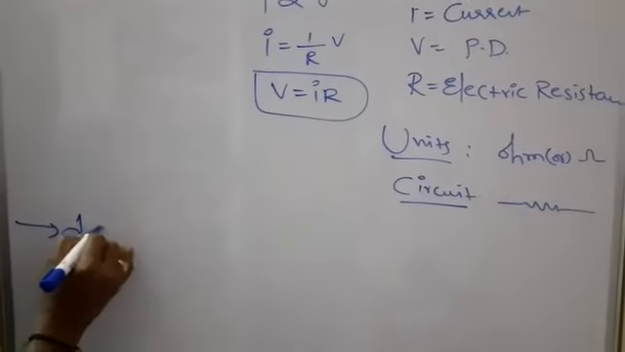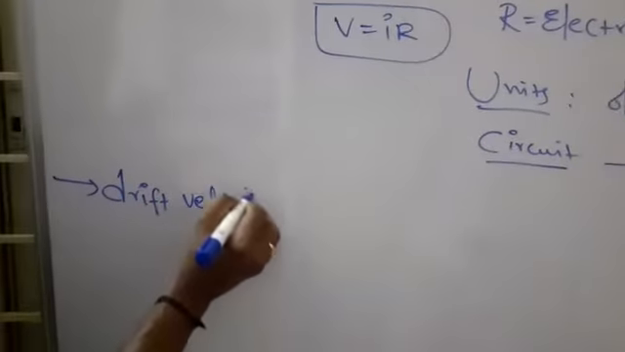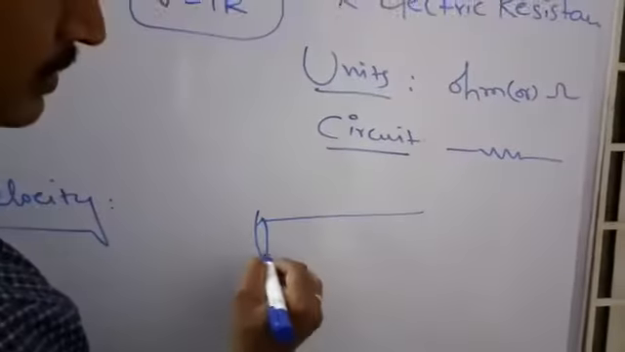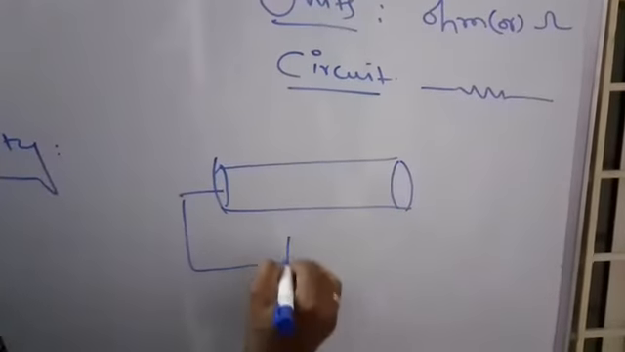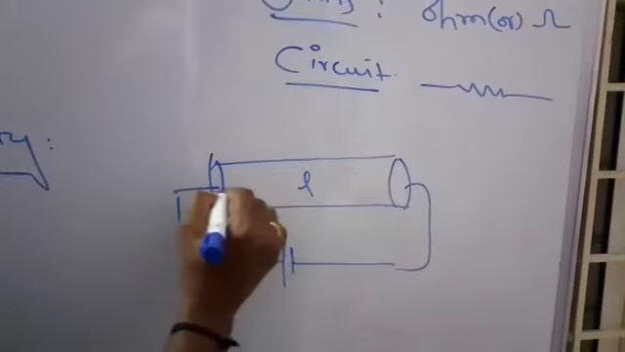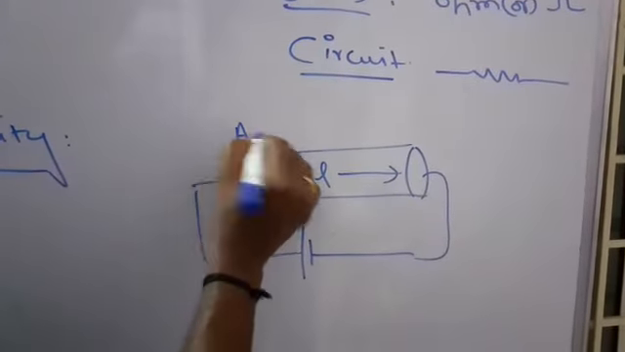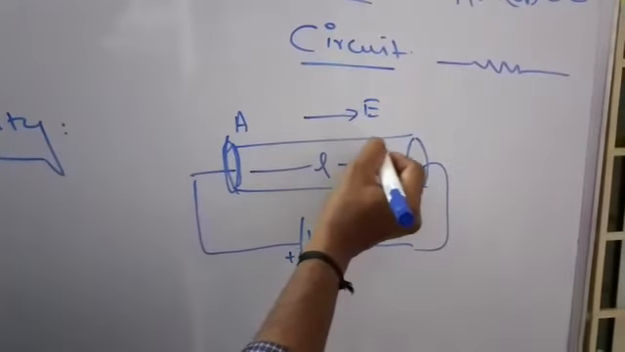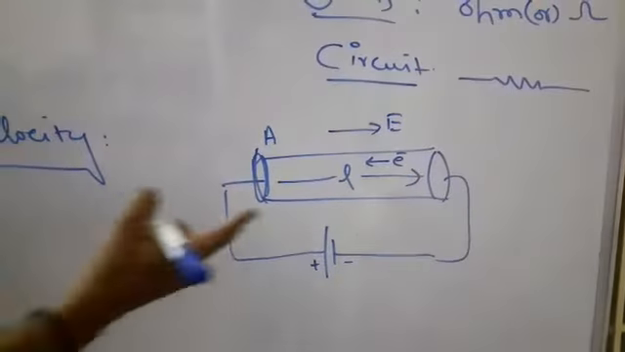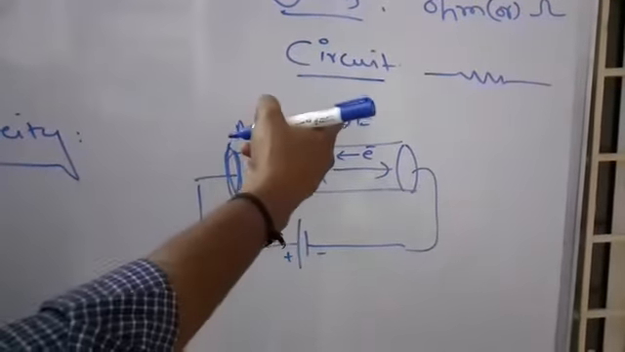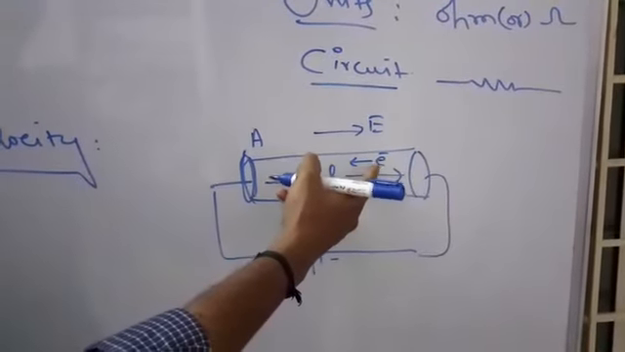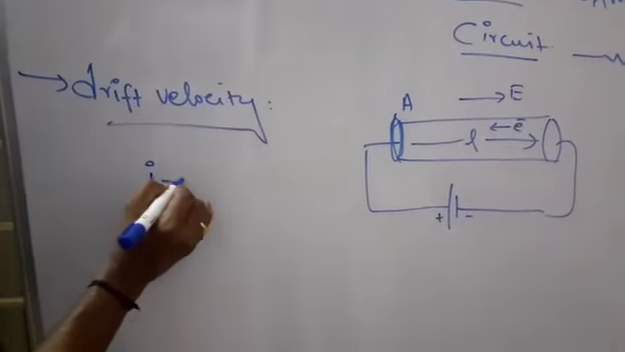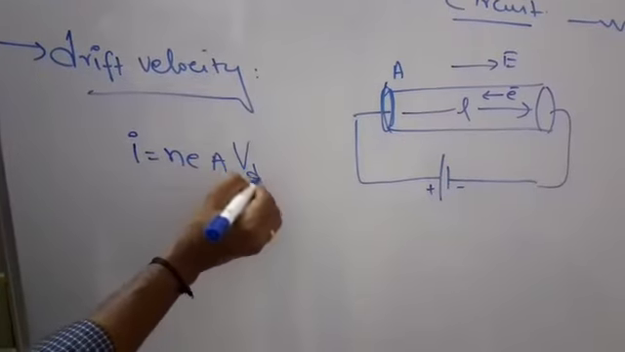Now, drift velocity. Drift velocity is the velocity acquired by the electron due to application of an electric field across the conductor. We can consider a conductor of length L and area of cross section A. Whenever we apply a battery across it, the electrons move in the opposite direction. The velocity acquired by the electron due to application of the electric field gives I is equal to N E A into Vd.